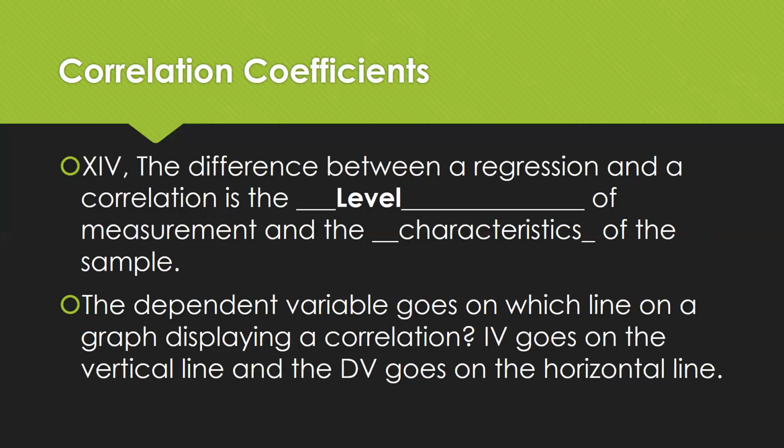So when you have the independent variable, we need that to go on the vertical line. The dependent variable goes on the horizontal line when we're displaying a correlation. So that dependent variable needs to be on the horizontal line, and that dependent variable is generally at the interval level, whereas the independent variable can be at a nominal level when we're displaying a correlation.